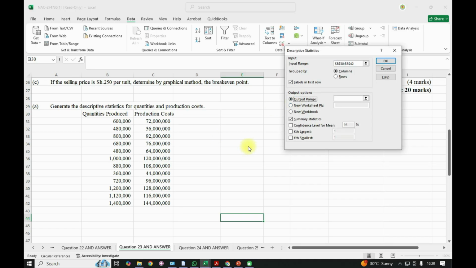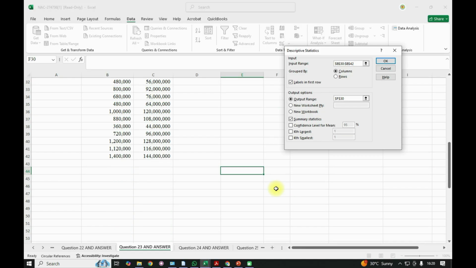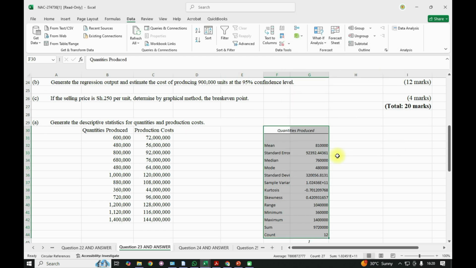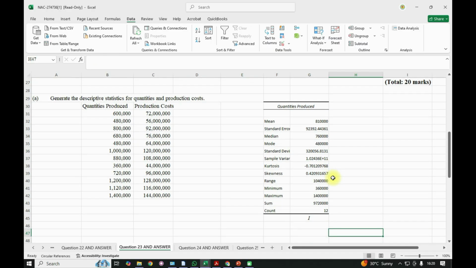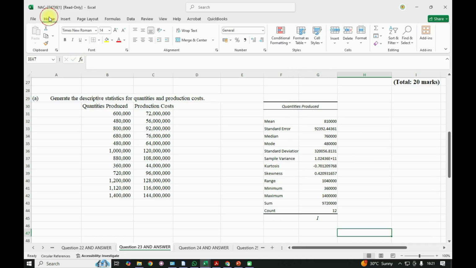And the output range, we can have our range at this point. Output range, let me put it on this side. I think that point will be okay, and I'll put OK that way. And this will be our output. This will be our summary for quantities produced.